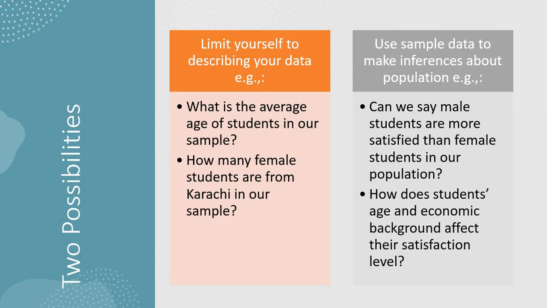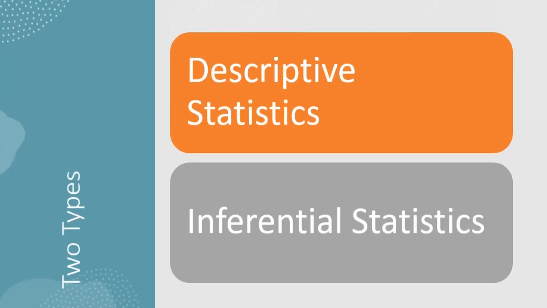If you are taking the first approach, that is describing your sample data, it is called descriptive statistics. But if you are going beyond that and making inferences from sample data about the population, it is called inferential statistics. So these are the two basic types of statistics: descriptive statistics, which is concerned with describing the data you have, and inferential statistics, which is concerned with making inferences about the population from sample data.